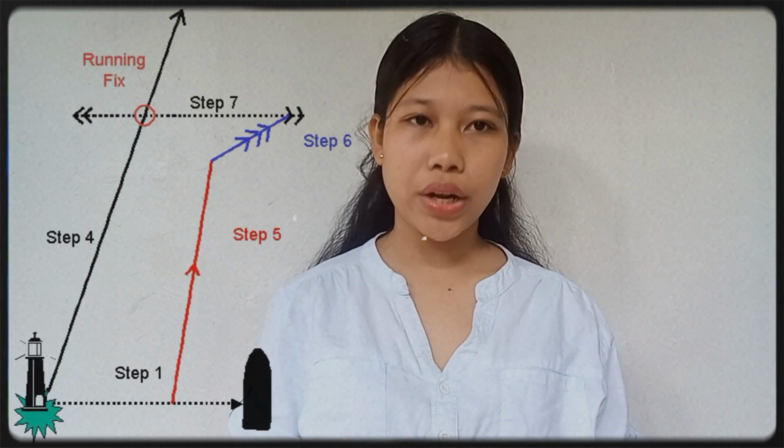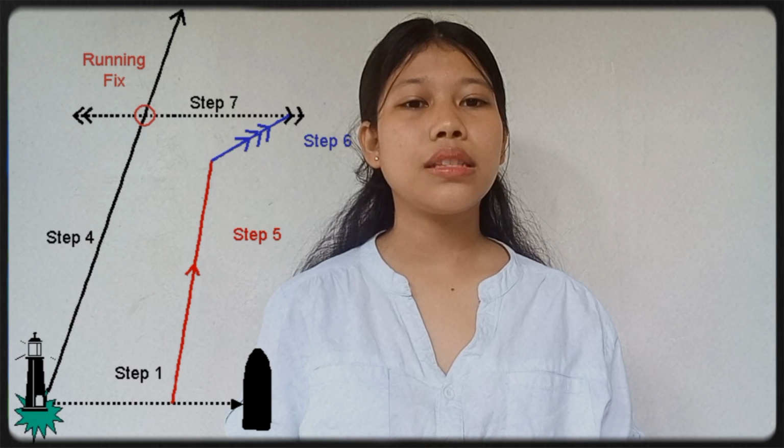So now is the running fix. Based on my understanding of this topic, a running fix is a navigational technique that is utilized to determine a vessel's position by taking bearings of a fixed object or landmark from different locations over time. The process of obtaining a running fix involves taking a bearing on a fixed object or landmark, using a compass or other navigational instrument, and recording both the time and the bearing.